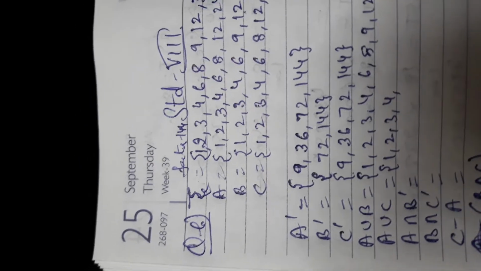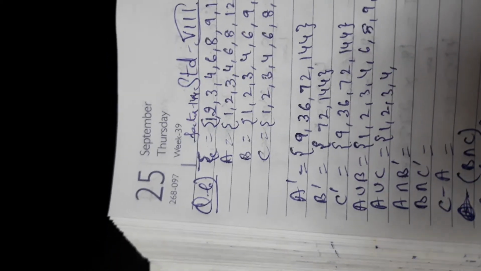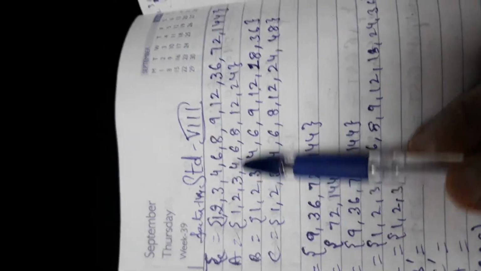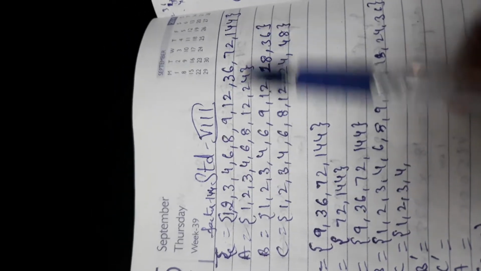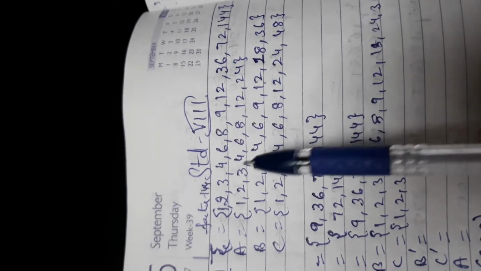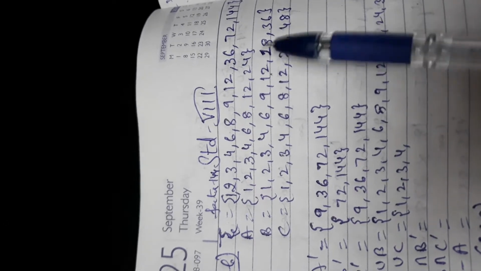8th standard. We are continuing with the sets now. The last exercise of sets we were doing, question number 6. In that universal set, that is factors of 144, the factors I have taken, and similarly factors of 24, 36 and 48. Maybe in between, by mistake I have left any number, so you can add up.